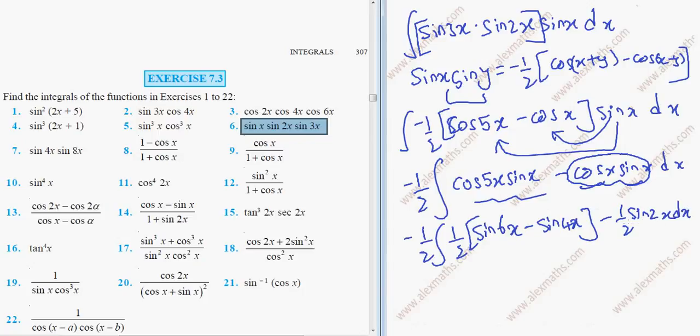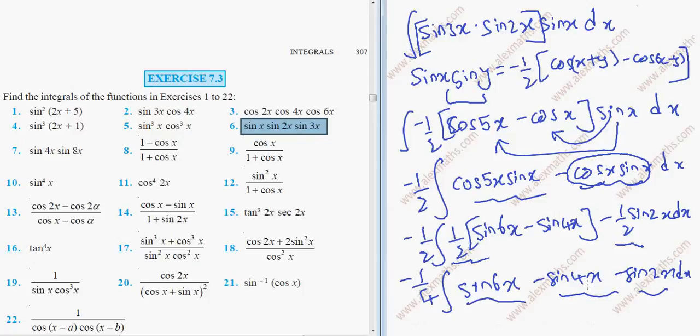That's why you should be very good in trigonometric formulas, so that we know what to apply when. Again I can take the 1 by 2 out. Outside already 1 by 2 is there, so it becomes 1 by 4. So now I have sin 6x, sin 4x minus sin 2x dx. Then this becomes the type 1. We can integrate, and we can multiply this minus 1 by 4 inside. This is how this question also can be done. So for that, first list out all the formulas and memorize them thoroughly.